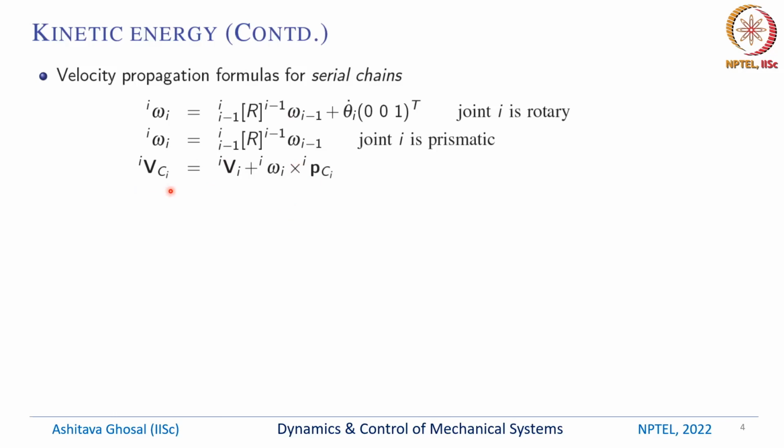The velocity of the center of mass of the ith link can be obtained by the velocity of the origin plus some omega cross r, and here r means i P_Ci. So this i P_Ci locates the center of mass with respect to the origin of the ith coordinate system, or the origin of the ith rigid body.